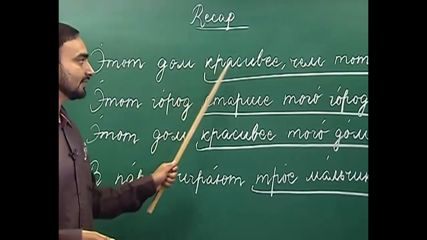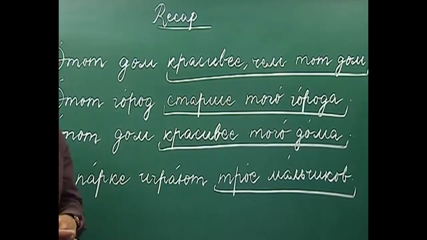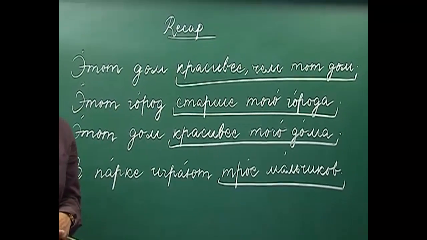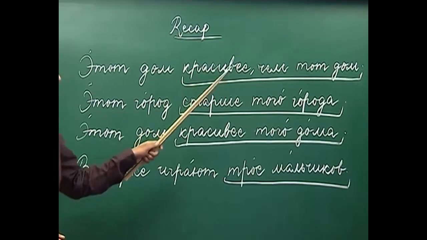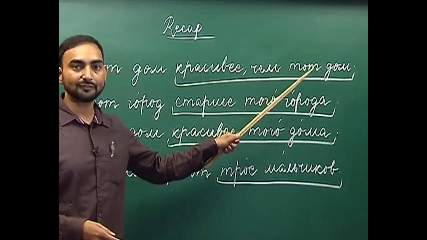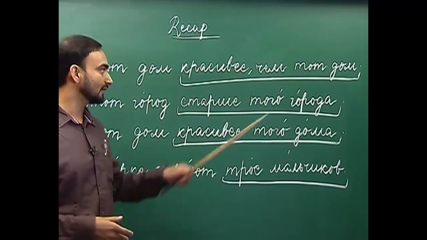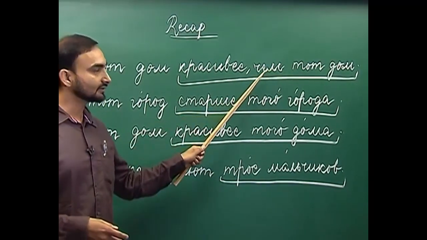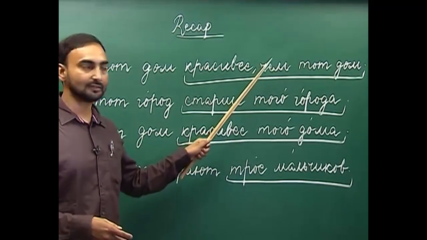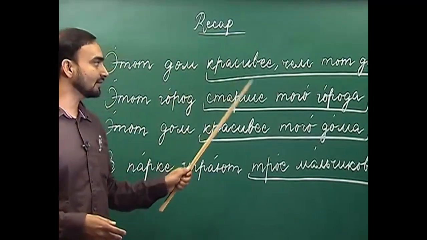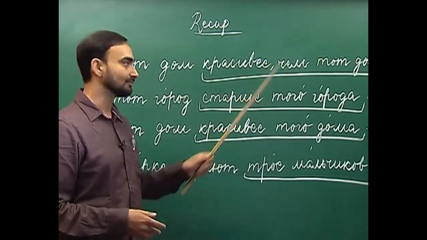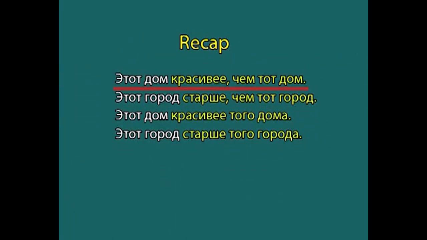Этот дом красивее, чем тот дом. So, how do we use the comparative degree of an adjective or an adverb? We can use it in two ways. The first is when we use the nominative case of the noun with which something is compared, like here along with the word чем. Чем is preceded by the nominative case of the noun with which something is compared, and a comma is placed before чем. So, этот дом красивее, чем тот дом. This house is more beautiful than that house.